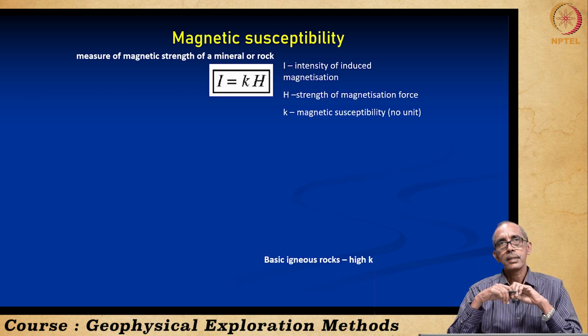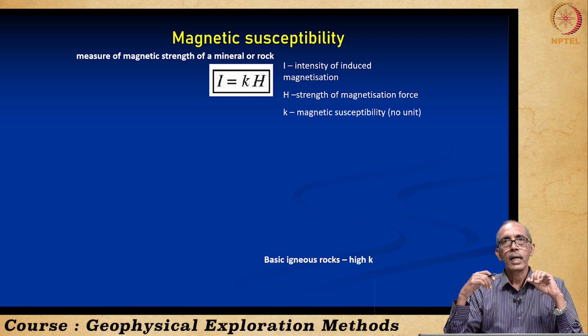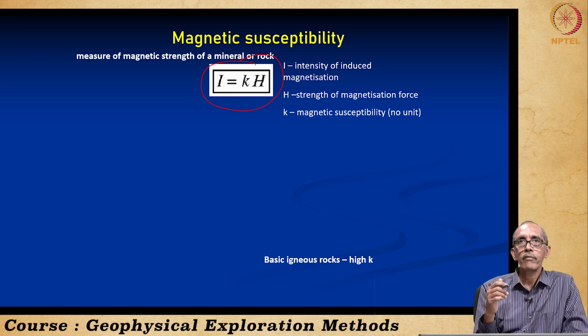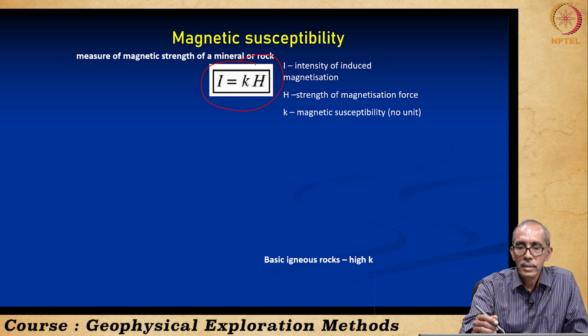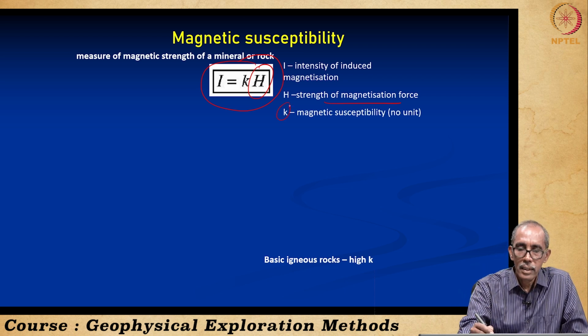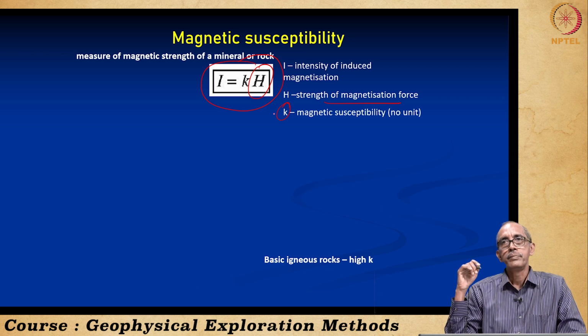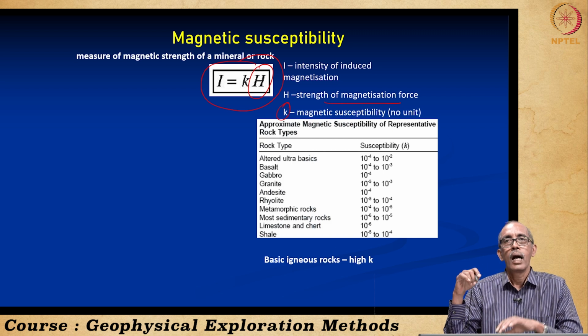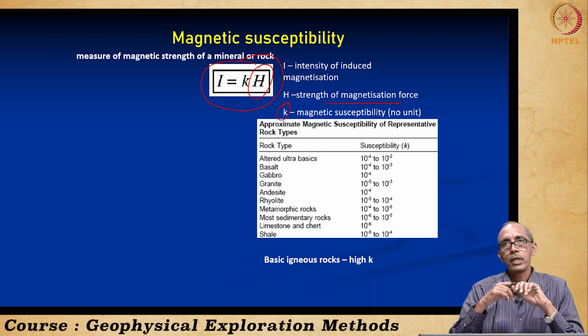So, what is magnetic susceptibility? It is a measure of magnetic strength. Magnetic susceptibility can be given by this equation, I = K H, where I is the induced magnetism, H is the magnetic force and K is the magnetic susceptibility. Magnetic susceptibility does not have a unit.